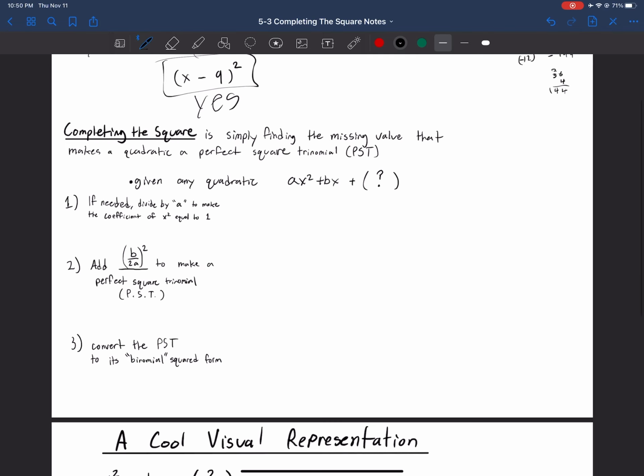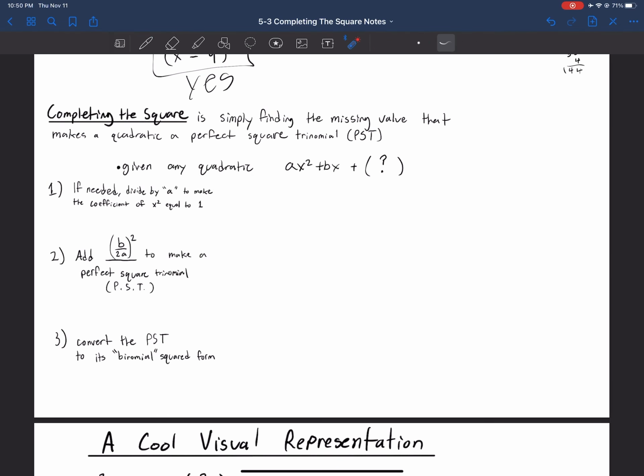So we use perfect square trinomials for this method, completing the square, which is simply finding the missing value that makes a quadratic a perfect square trinomial. So why would that be useful? I can make any quadratic a perfect square trinomial. Why is that useful? Because then I can use the square root property and immediately square root both sides.